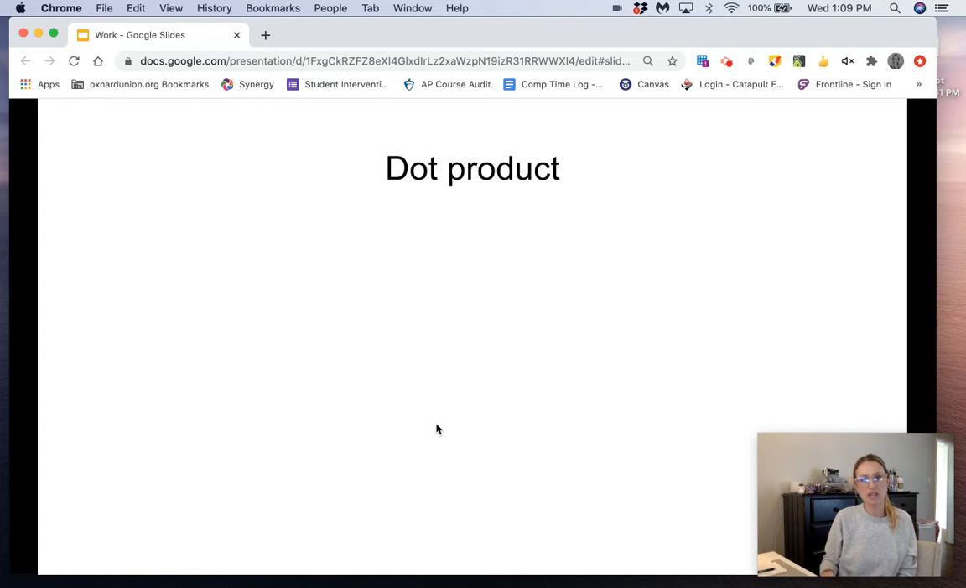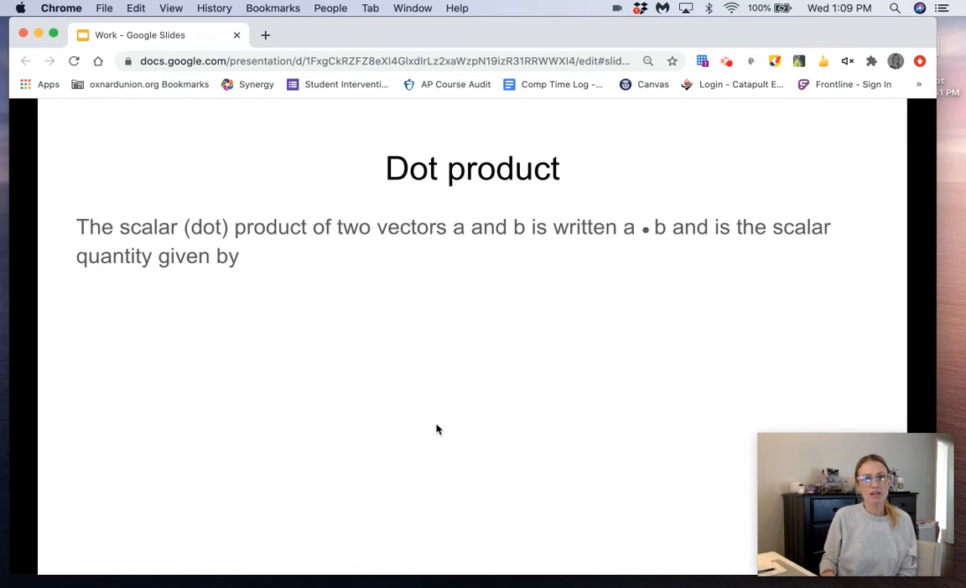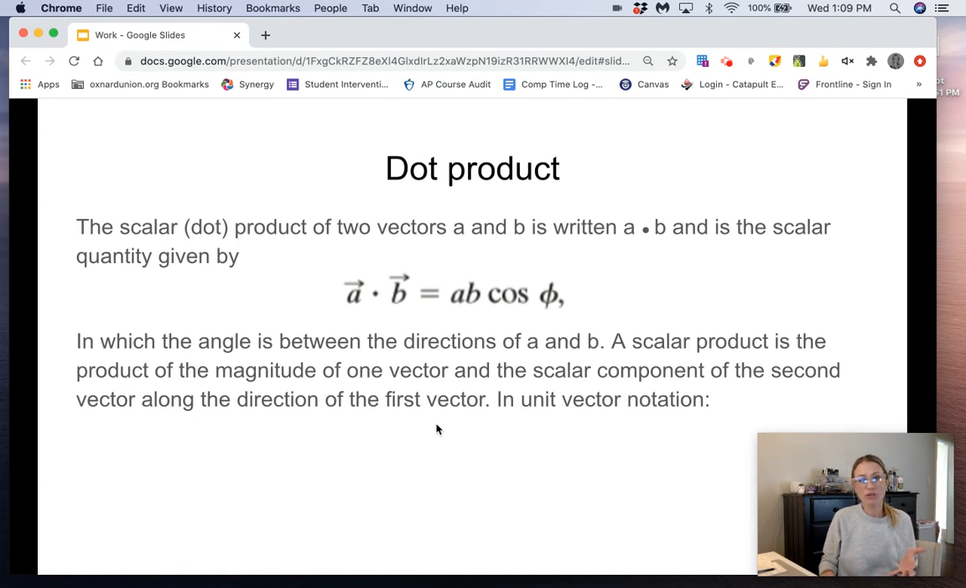All right, let's talk about what dot product means. So the scalar or dot product of two vectors A and B is written A dot B, that's how you say that, and is the scalar quantity given by A dot B equals AB times the cosine of the angle. Now that angle, like I said with force times displacement in work, is the angle between the directions of the vectors A and B.